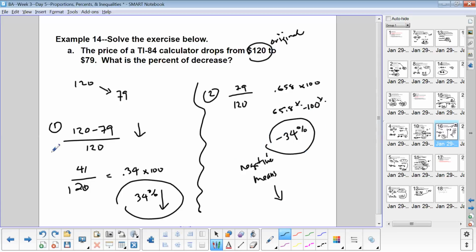Okay. And we could have found a negative amount over here too. We could have taken the new price, which is 79 minus 120, and you get a negative 41, and that negative 41 divided by 120 would give you this number, which would be negative. Multiply it by 100, you're going to get the negative 34. So the negative is just representing that it is a decrease.